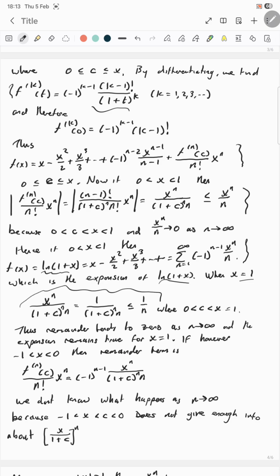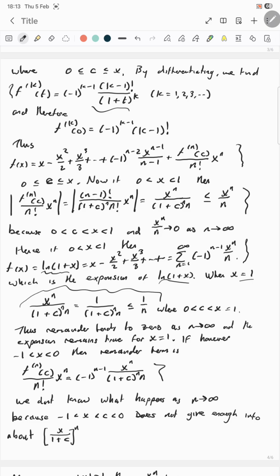Right, in this bounds here of 1 over n, where 0 is less than c, which is in turn less than x, which equals 1, this remainder tends to 0 as n goes to infinity, and the expansion remains true for all x equals 1. If, however, minus 1 is less than x, and 0 is greater than x, then the remainder term is this.